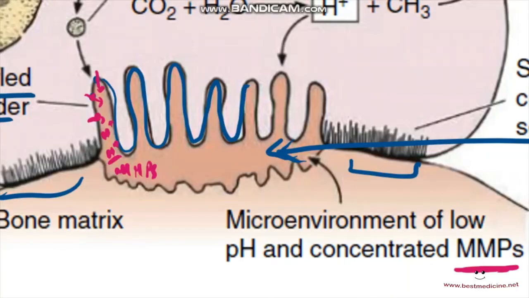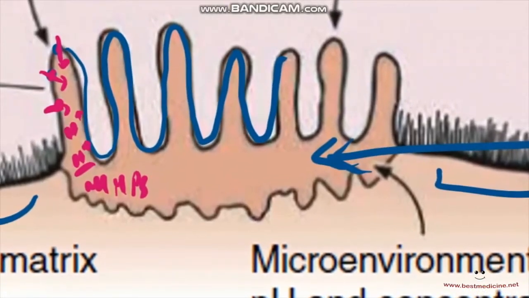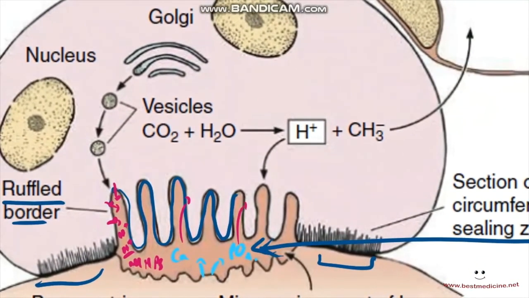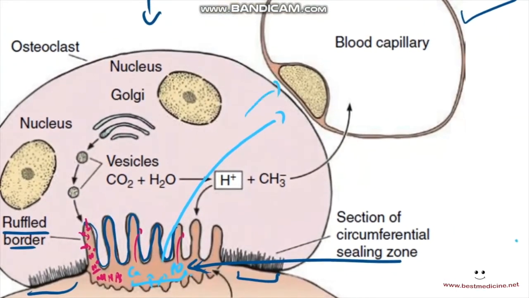So when the matrix is digested, and we studied that the bone matrix is mainly made up of calcium and phosphate ions, then calcium and phosphate ions from the hydroxyapatite are released, and this ruffled border, which increases the surface area, actually helps absorb these calcium ions back into the osteoclast. So calcium and phosphate ions then are absorbed into the osteoclast, and from the osteoclast they go to the nearest blood vessel, which is right here, right? And then the level of calcium and phosphate ions in the blood go up.